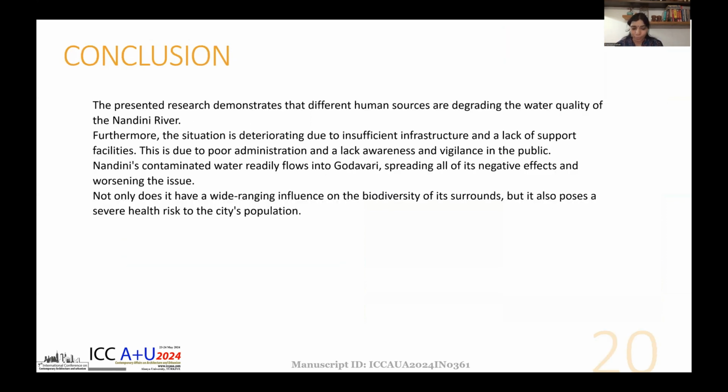We would like to conclude by saying the presented research demonstrates that different human sources are degrading the water quality of the Nandini River. Furthermore, the situation is deteriorating due to insufficient infrastructure and a lack of support facilities. This is due to poor administration and a lack of awareness and vigilance in the public.